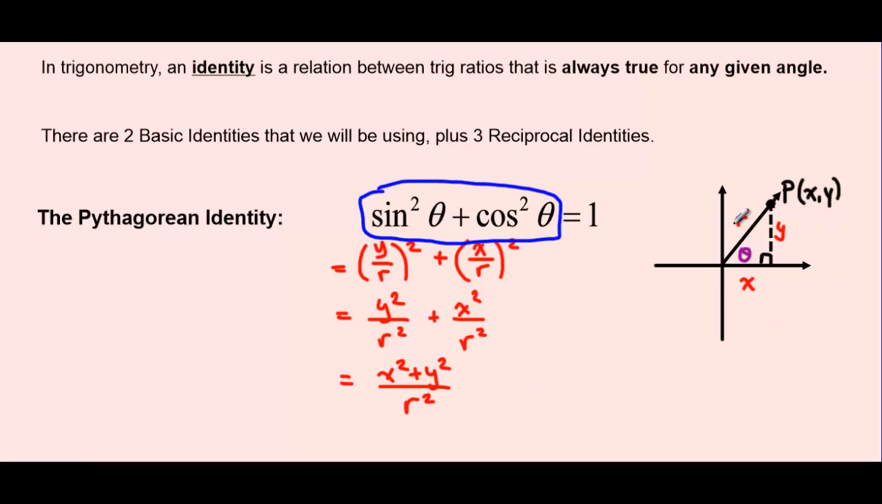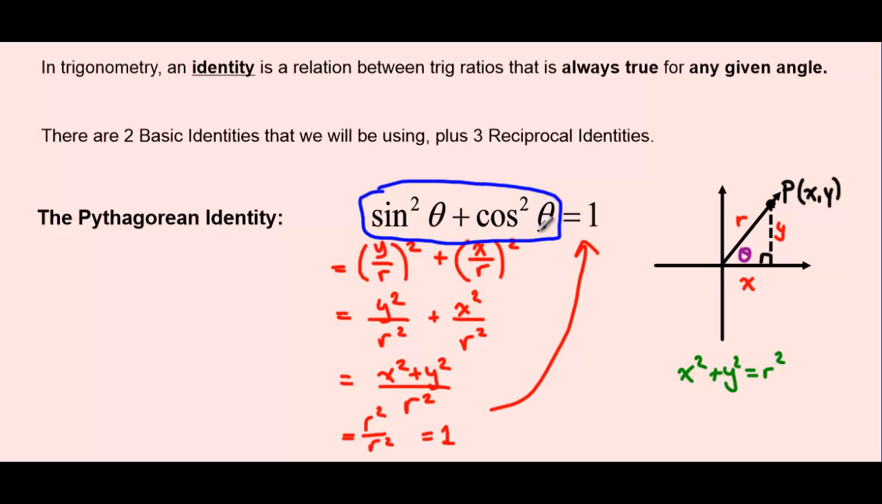Well, one other thing that we know about right angle triangles is they have the Pythagorean theorem. And the Pythagorean theorem states that x squared plus y squared equals r squared. Well, look at our equation here. We have an x squared plus y squared, and if that's going to equal the hypotenuse squared, which in this case is r, I can replace this x squared plus y squared with r squared. So this equals r squared over r squared, which happens to equal 1. And that's how we know that this identity will always be true.